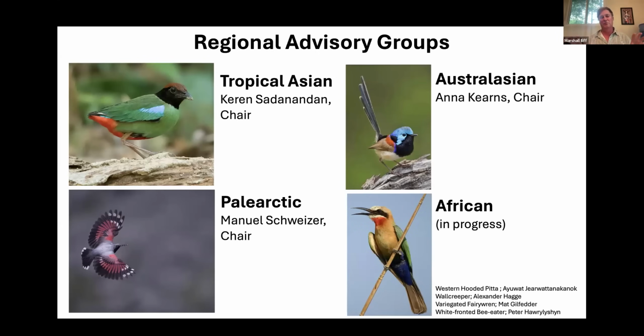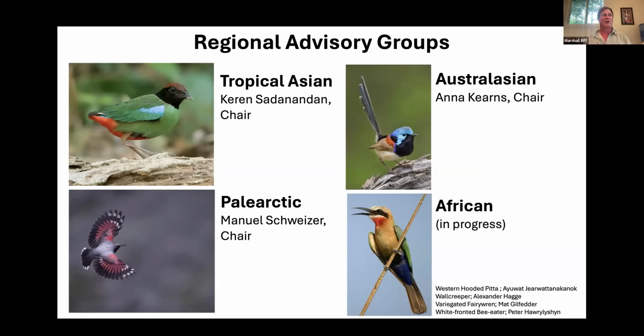These are independent groups. They're basically tasked with sending us a proposal for a change. If we have a problem with our Western Hooded Pitta taxonomy up at the top left, we would ask the Tropical Asian group to take a look at our classification, point out any problems, summarize those, and send a recommendation to the taxonomic committee, which would then assess those.